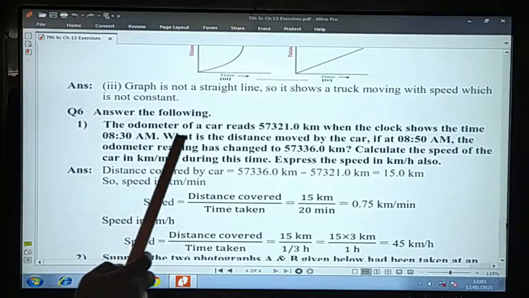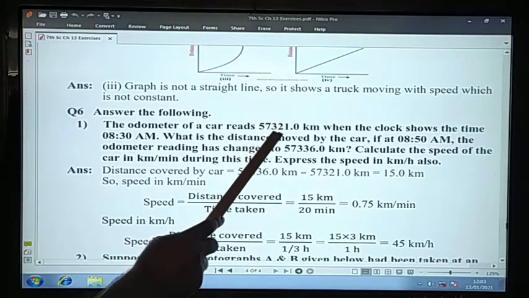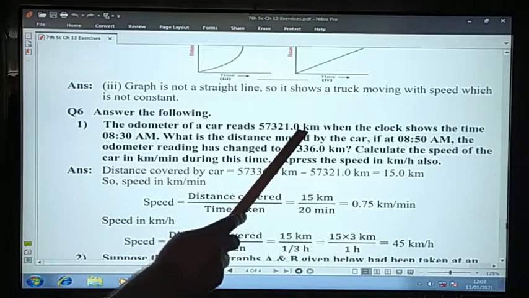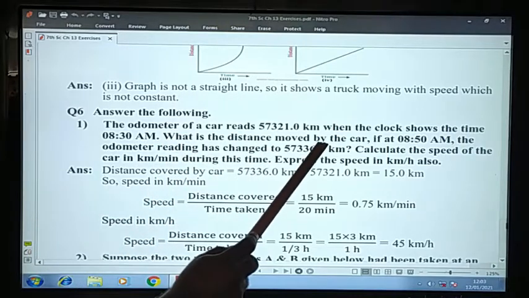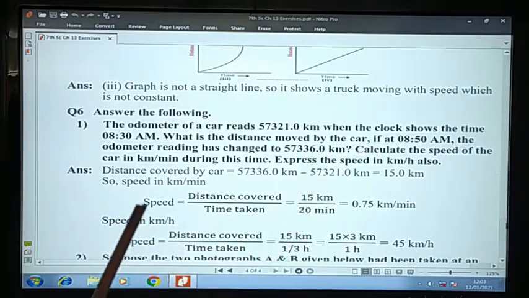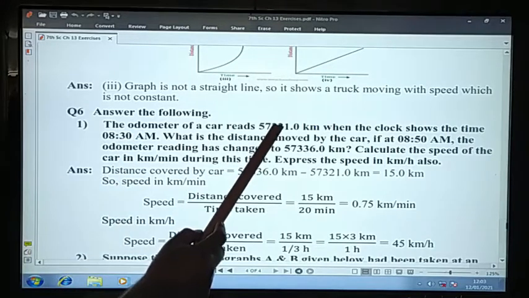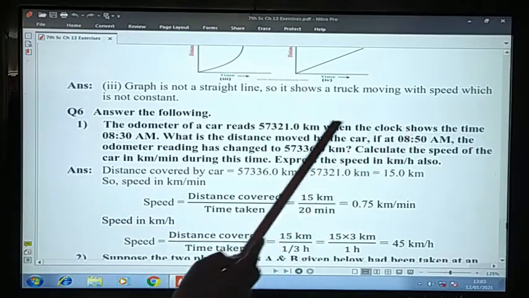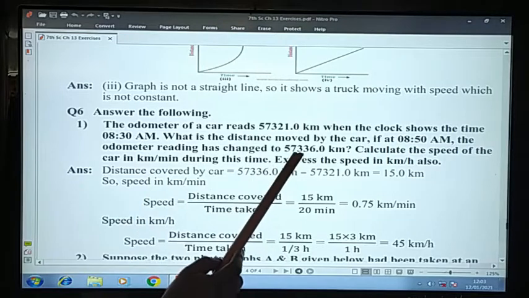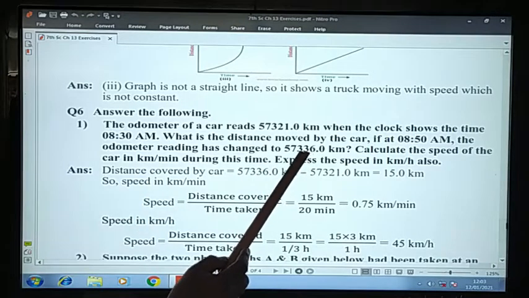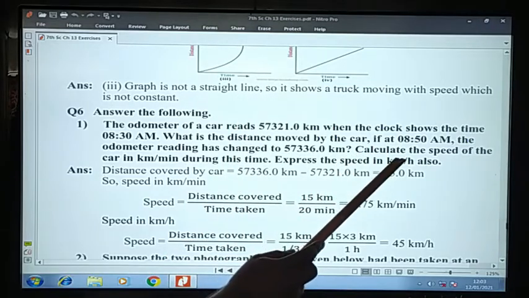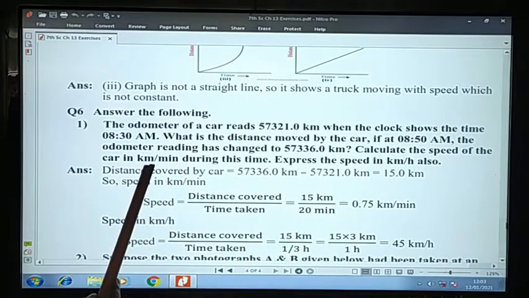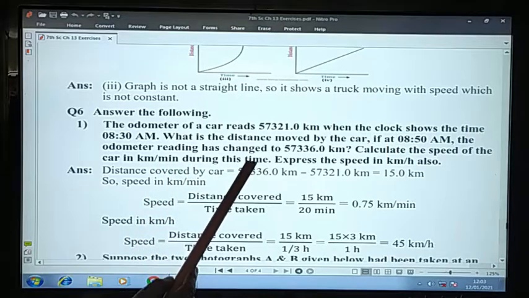So the odometer of a car reads 57,321 kilometers when the clock shows the time 8:30. What is the distance moved by the car if at 8:50 the odometer reading changes to 57,336? So you have to just find out the speed of the car in kilometer per minute during this time.